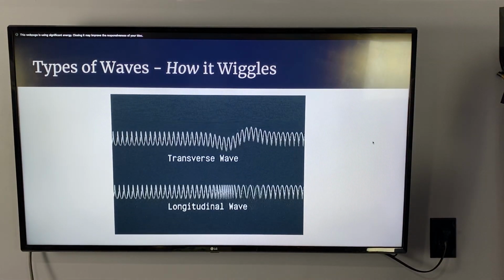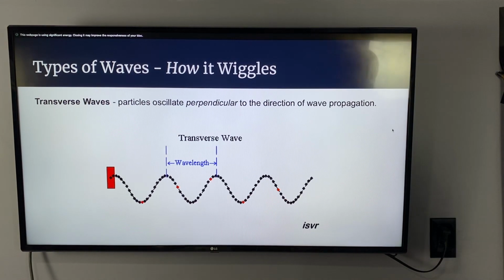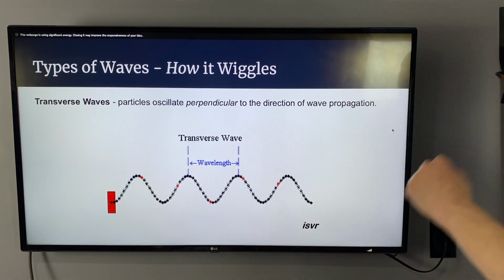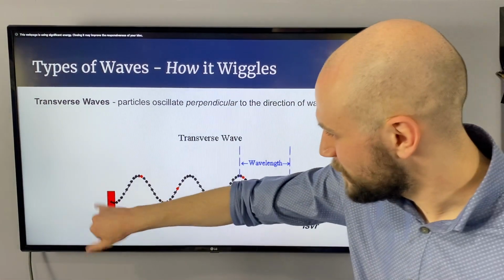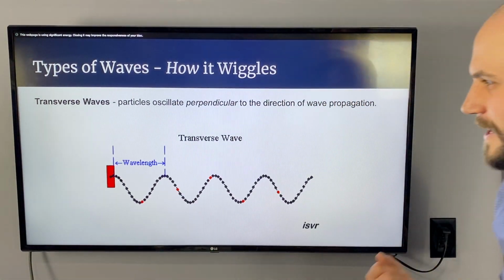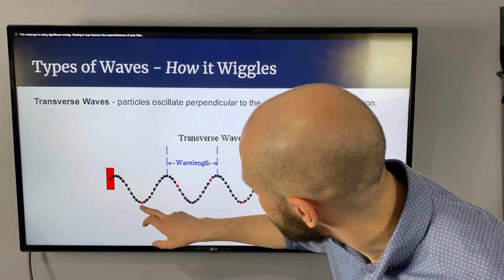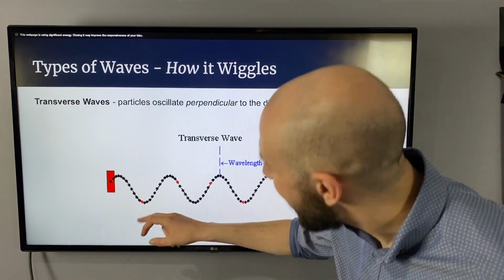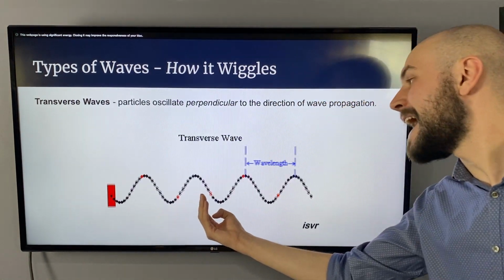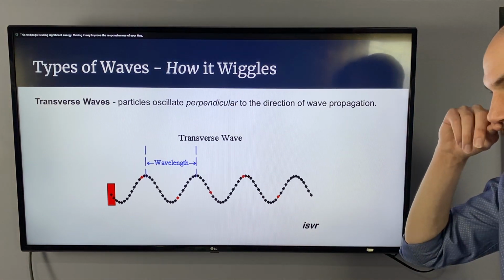Okay, let's get these formal definitions down. For a transverse wave, particles oscillate perpendicular to the direction of wave propagation. If we have a slinky attached to a red wave generator, each particle is only moving up and down. Pick any of these red particles. You could watch them move up and down as you can see that the wave, the energy, propagates off to the right. This is a transverse wave.